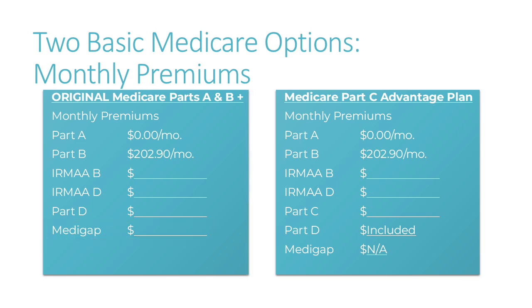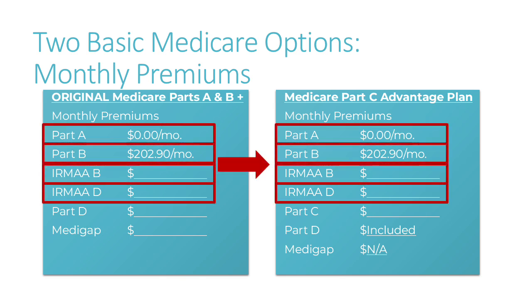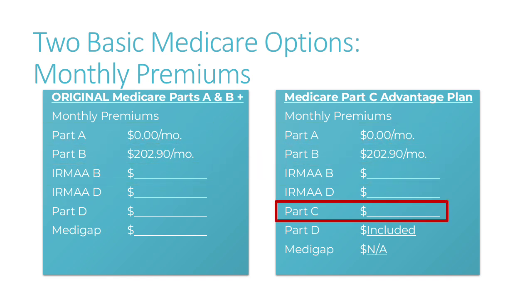Now let's review Option 2, monthly premiums for Medicare Part C Advantage plans. Monthly premiums for Part A and Part B, plus any IRMAA Part B and Part D monthly surcharges still apply to Medicare Advantage plans. Next, Part C Advantage plans. Monthly premiums vary by plan type, plan benefits, and insurance company.